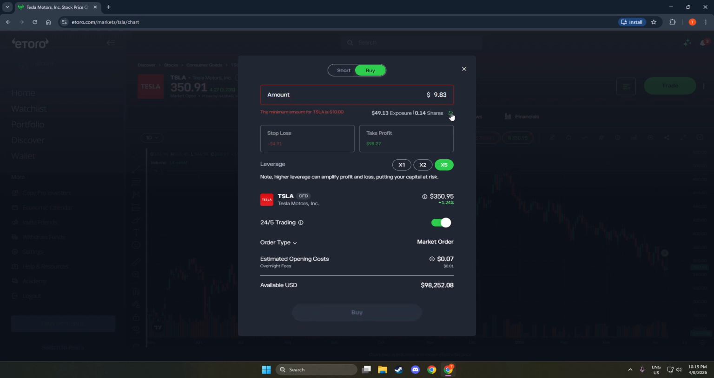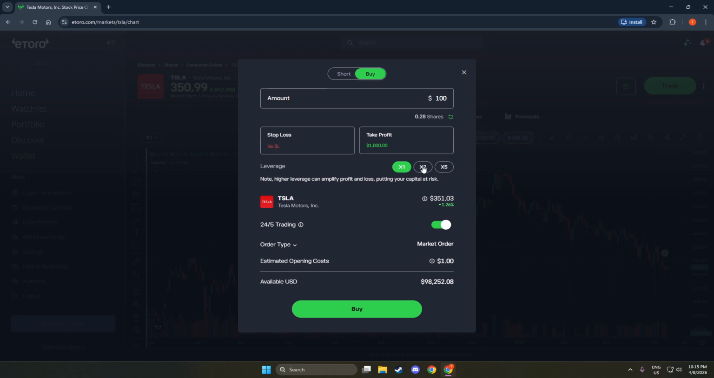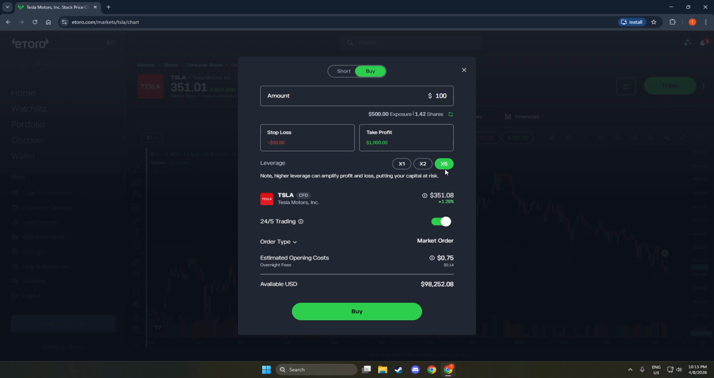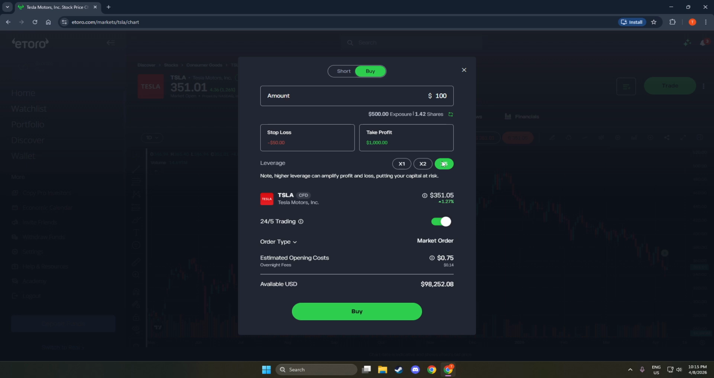Now enter your trade amount. This is the capital you're putting into the trade, not the total exposure. The platform will display the calculated exposure based on the leverage you chose, along with any relevant details like the required margin. Take a moment to review these numbers so they match your intention and you're comfortable with the size of the position. When everything looks right, confirm by selecting Open Trade.